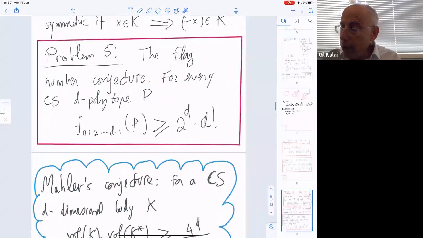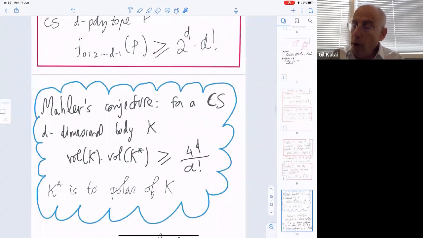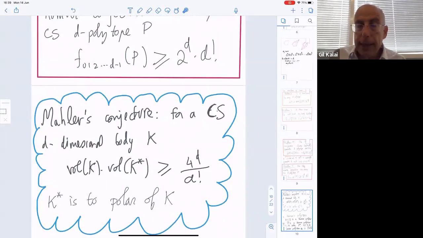So I should mention another, I would say, even more famous conjecture about centrally symmetric bodies. This conjecture is not about face numbers or combinatorial structure, it is a conjecture about volume. It's called the Mahler conjecture. Mahler was a well-known mathematician. He conjectured that for a centrally symmetric d-dimensional body K, the volume of K times the volume of the polar of K is greater or equal to 4 to the d divided by d factorial.